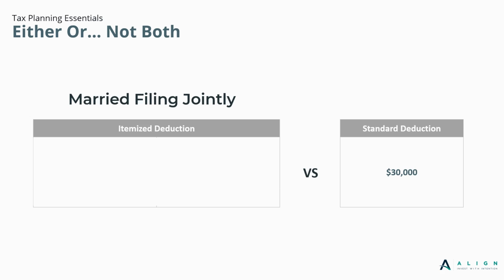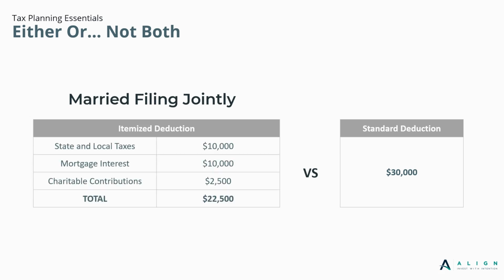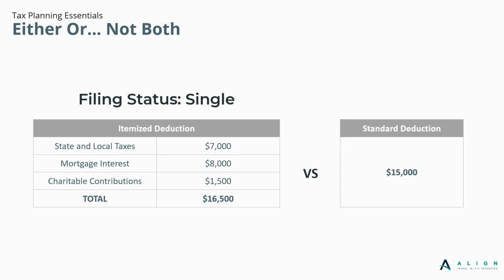Take a married couple with itemized deductions that total $22,500. Since that is less than the standard deduction, they will claim the standard deduction on their tax return. So although you enter all those itemized deductions, it doesn't mean you actually use them. Here's a different example of a single taxpayer who has itemized deductions of $16,500, which exceeds the standard deduction. This means the taxpayer will claim their itemized deductions instead of the standard amount.